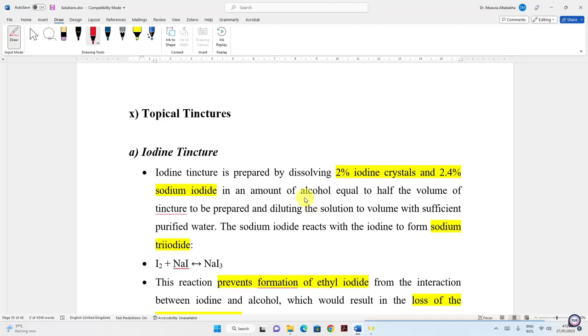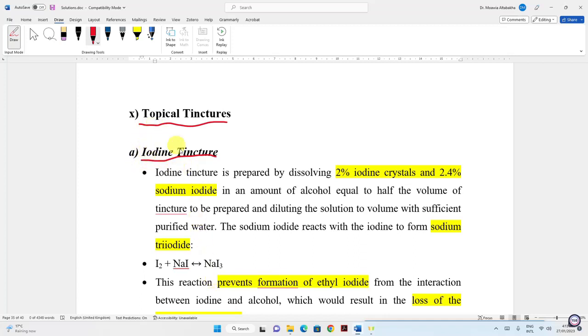Okay, so we were talking about topical preparations and tinctures, or topical solutions and tinctures. Now we will talk about the tinctures. One of the tinctures is referred to as iodine tincture. And if you remember, we said tinctures are alcoholic extracts from vegetable or from chemical substances.